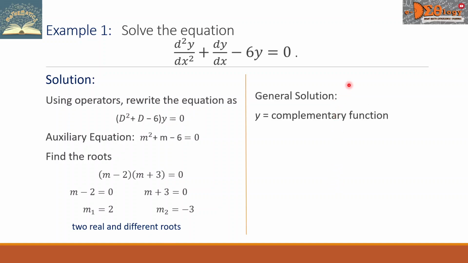Now we solve for the general solution, and this is y equals the complementary function. Based on our table a while ago, the complementary function will be like this. Then we substitute the values of m sub 1 and m sub 2 respectively. So our answer is y equals c sub 1 times e raised to 2x plus c sub 2 times e raised to negative 3x.